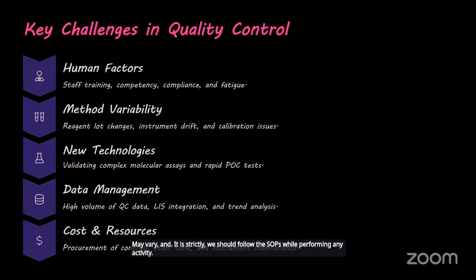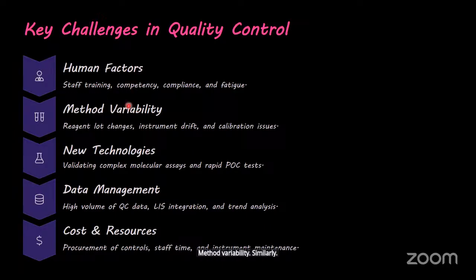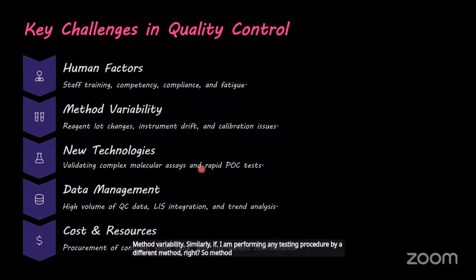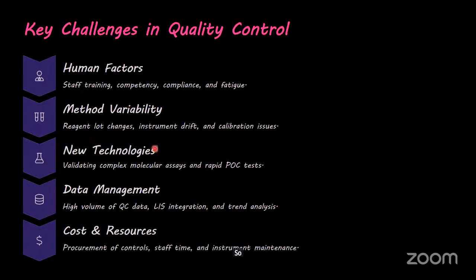Method variability. Similarly, if I am performing a testing procedure by a different method, right? So method variability can occur, and that should be checked. If any reagent lot changes, it must be validated, with the new technologies, right?